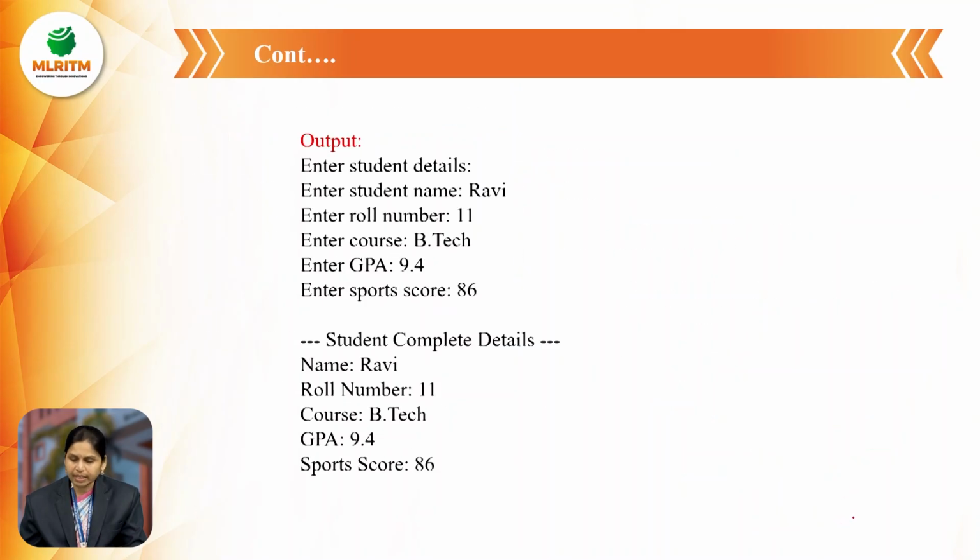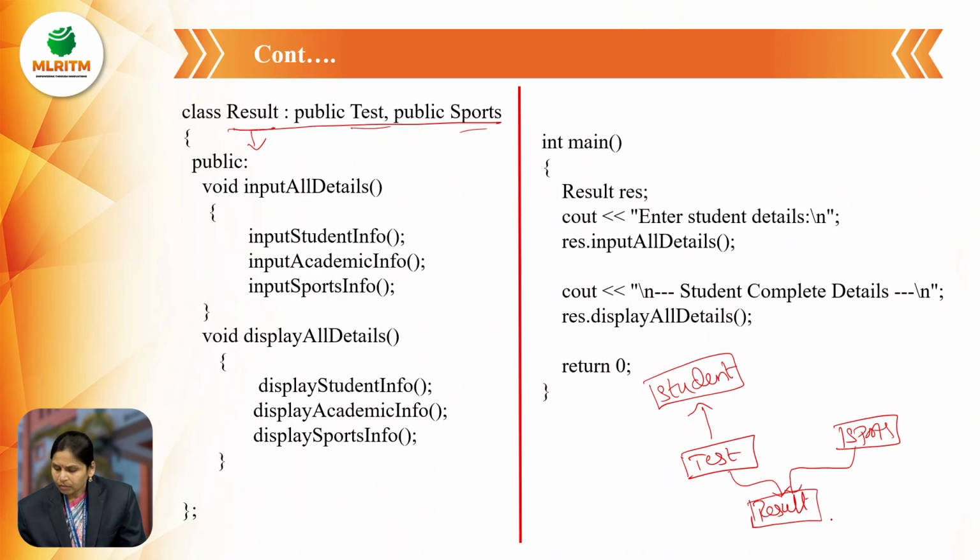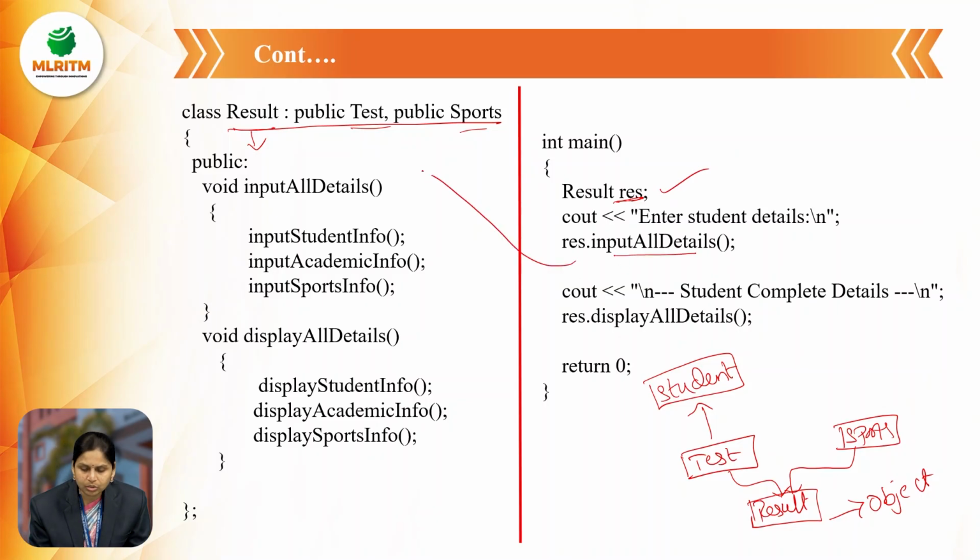Yeah, the objects are created for the child class only, that is for the result class. Only one object is created. By using this object, we can call the methods. Here we are calling the input all details. It directly goes to this method.